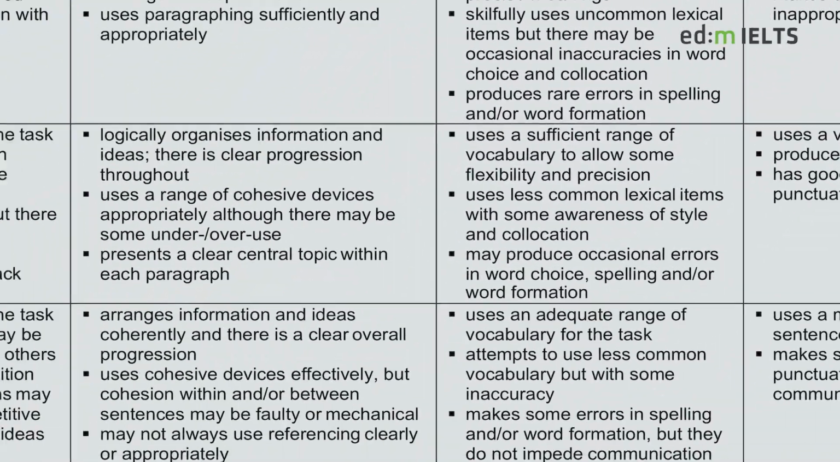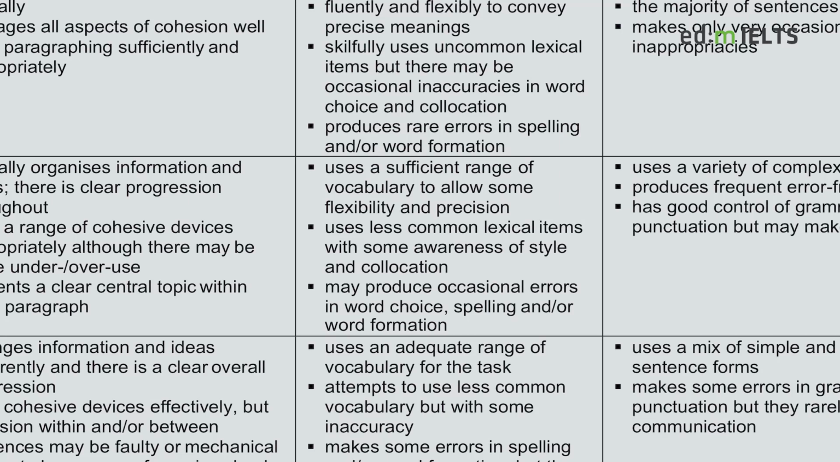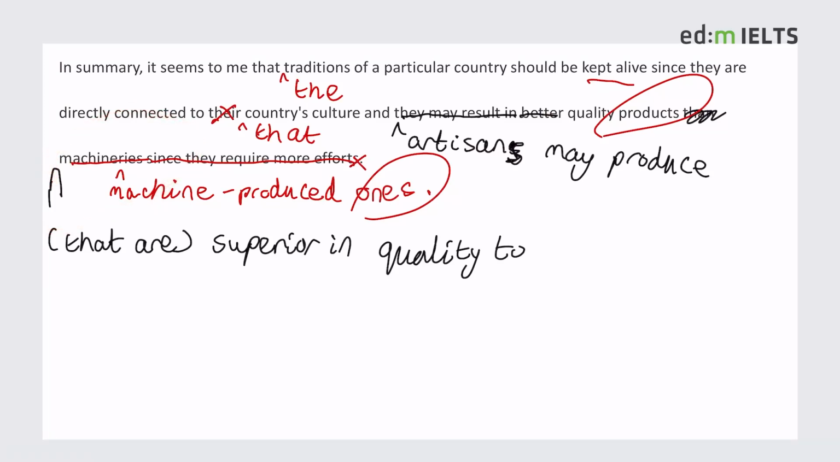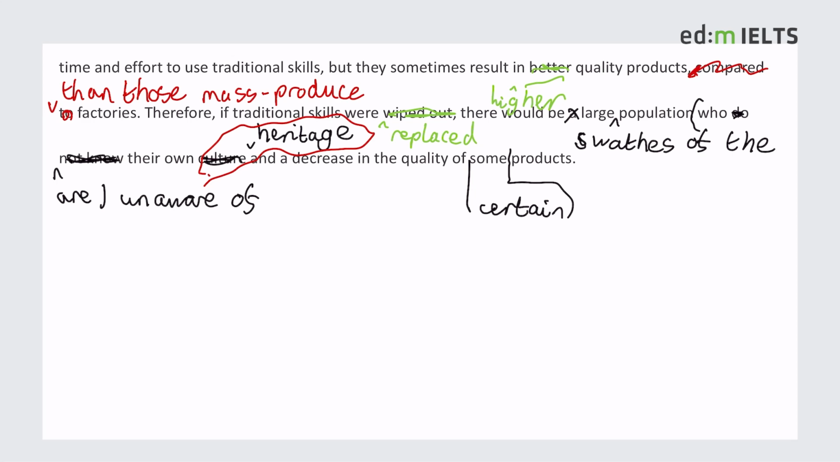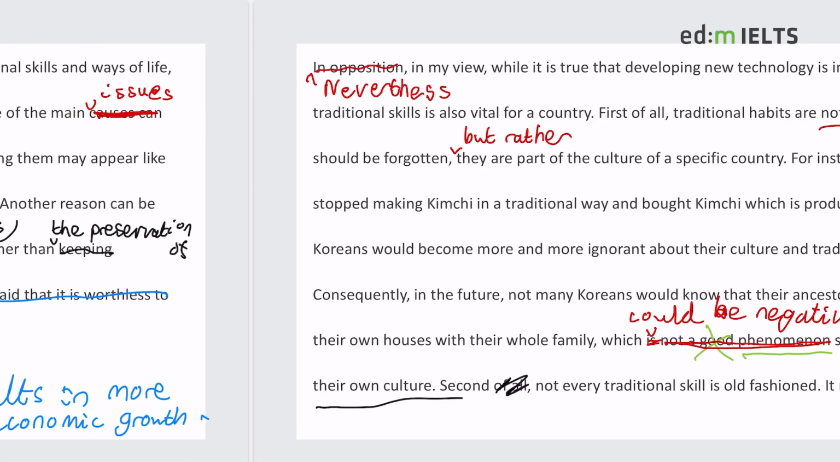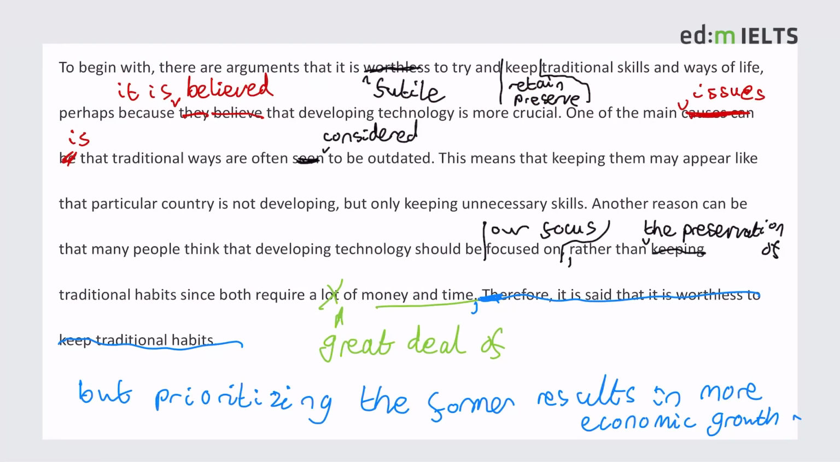What's next? Lexical resource. Why did I give it 7? Sufficient range of vocabulary, some flexibility and precision. Definitely. Less common lexical items, definitely. Like machinery, even though the countability issue wasn't right. It's a good word to use. Ignorant, that's nice. A little bit repetitive: ways of living, lifestyles, we could say. Other good words: vital. Ancestors. It's just quite nice, my overall feel.